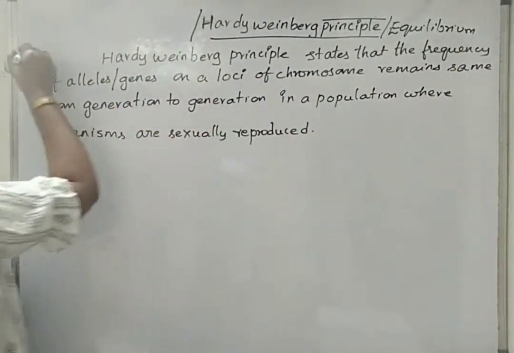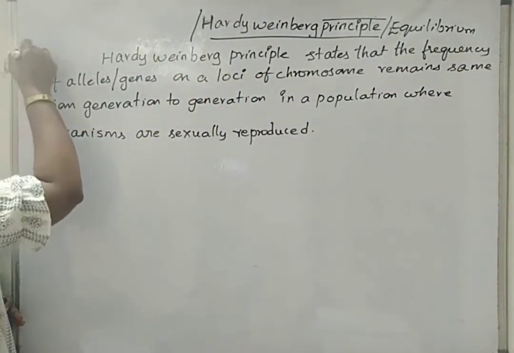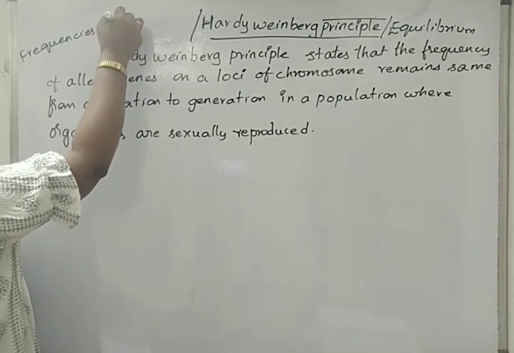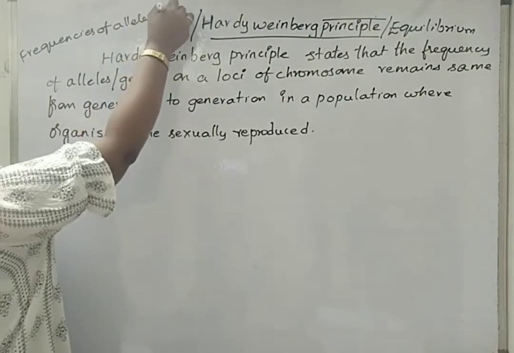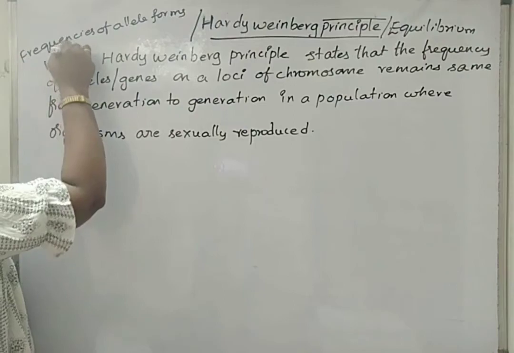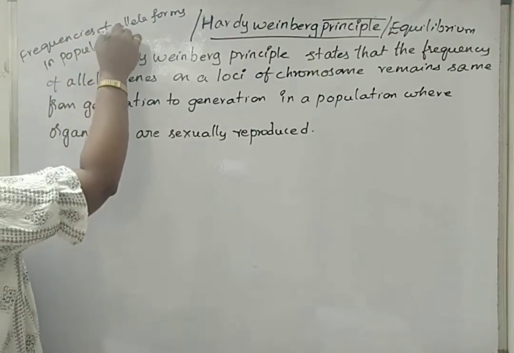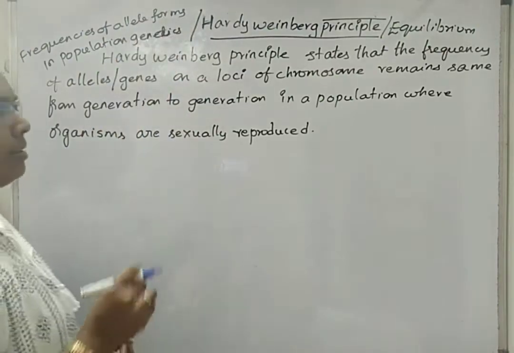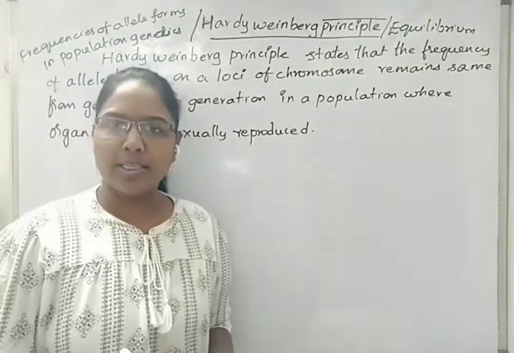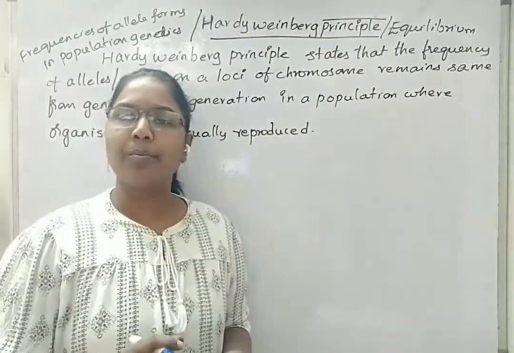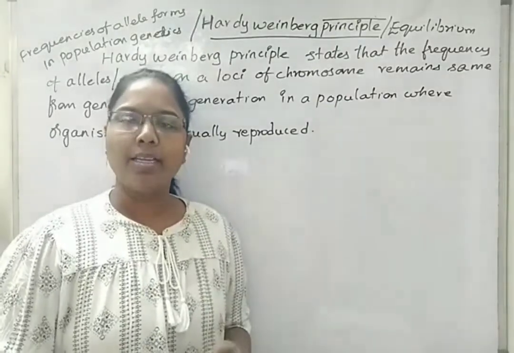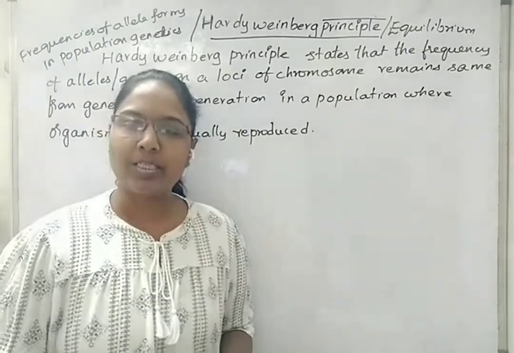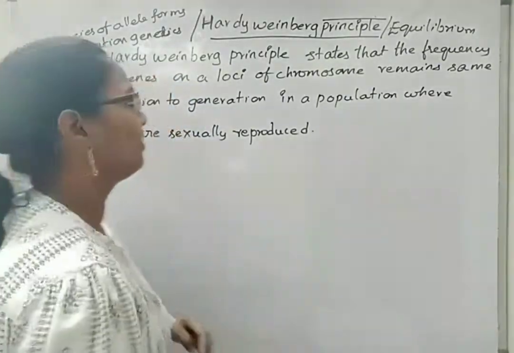It is also called the frequencies of allele forms in population genetics. The numericals or the values here are expressed in algebraic expressions or mathematical expressions. This Hardy-Weinberg equilibrium or Hardy-Weinberg principle was given in the year 1908.